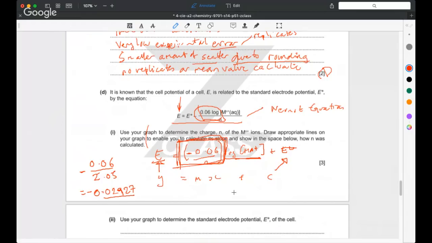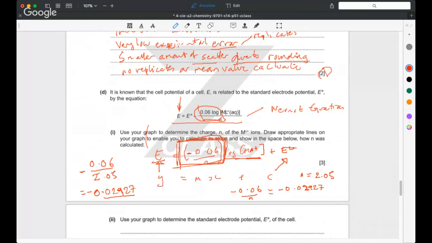So we know that 0.06 divided by n, which is the expression we had from the Nernst equation, equals our gradient. And we just calculated that from our graph, which is negative 0.027. Then if you rearrange that to make n the subject of the equation, I ended up with n equal to 2.05.